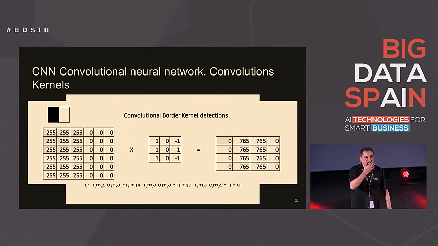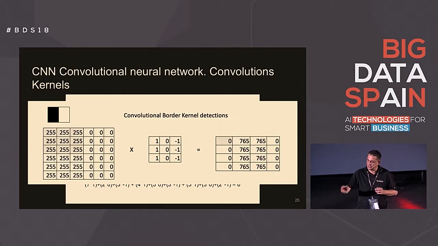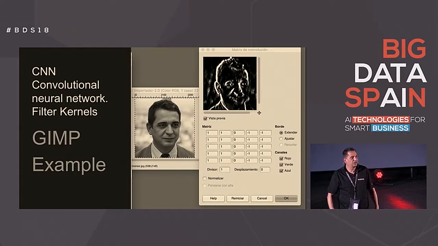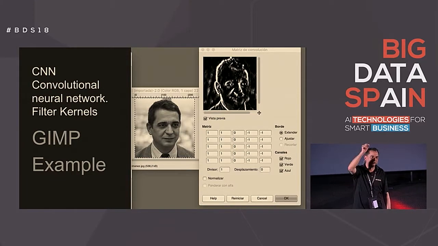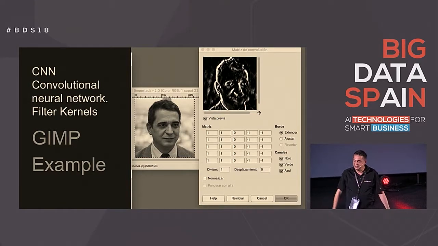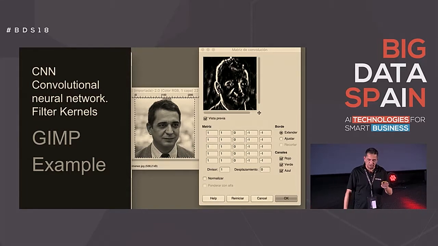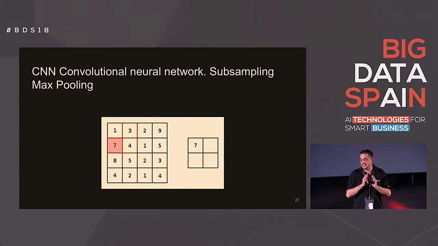For example, if you need to detect a vertical edge in an image, you can see the image on the left side, and with this kernel you can detect the vertical edge in the center. You can use this kind of convolutional matrix in GIMP. GIMP has the option to apply this kind of matrix, and you can practice and try with this kind of convolution.